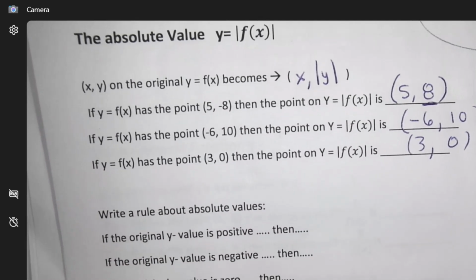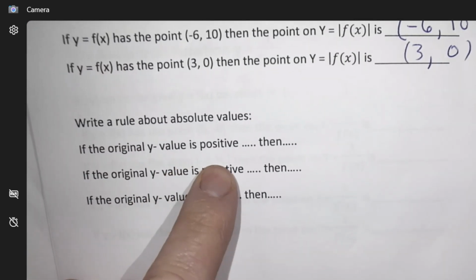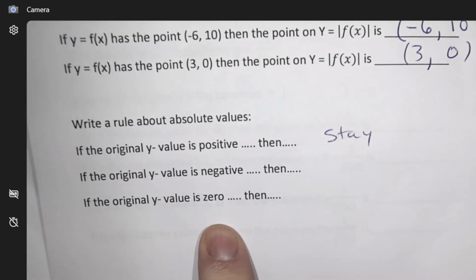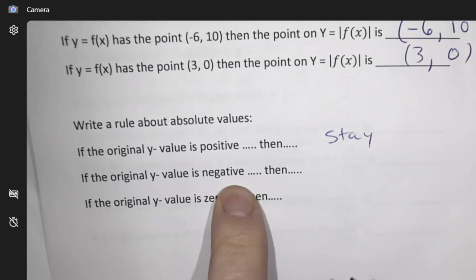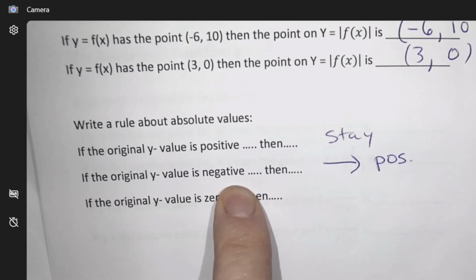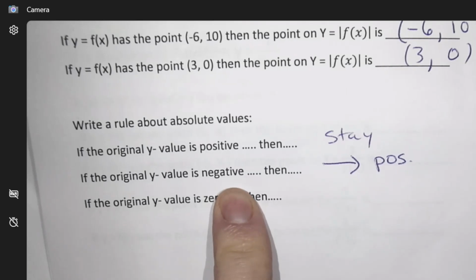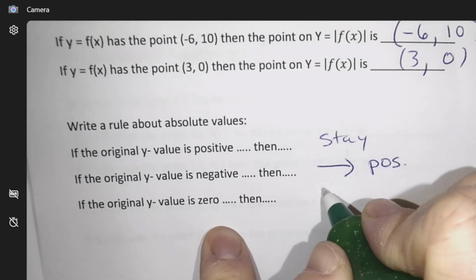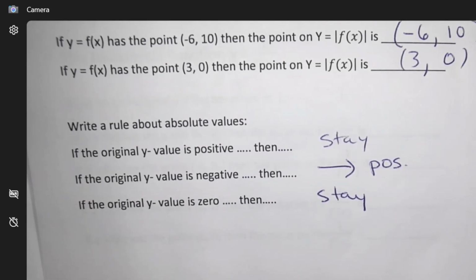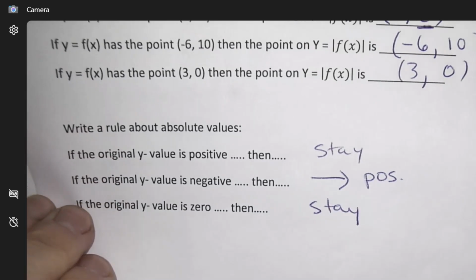So here's the rules. If the y value is positive, then it stays. If the y value is negative, it's going to change to positive. And if the y value is 0, then it would stay as well. So the only thing that ever changes is negative, because if we talk about distance, that's the one thing that can't work for us. So we have to change that. Okay?